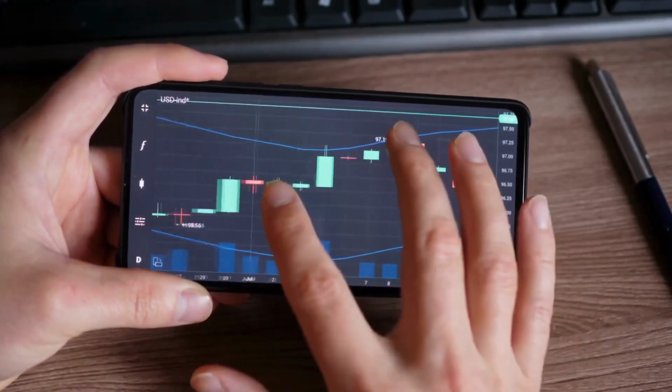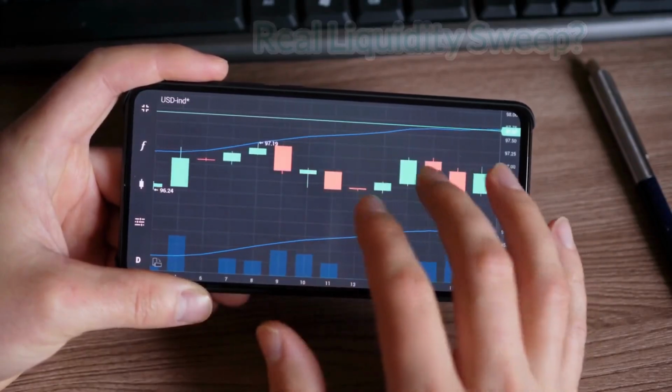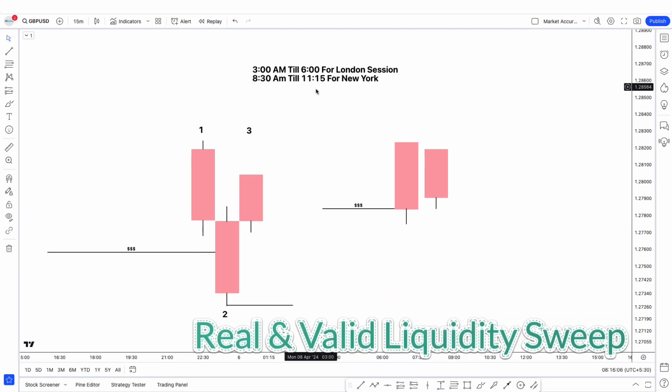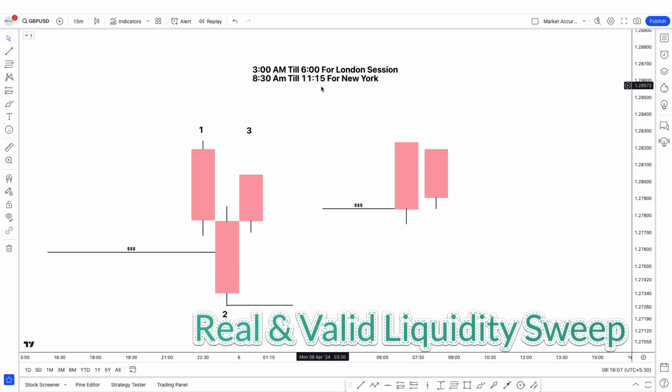When you know how to identify a real liquidity sweep, then you look for a market structure shift, you use any entry model, and boom, you take your entry. So in this video, I'll be showing you exactly how you can find a real and valid liquidity sweep.